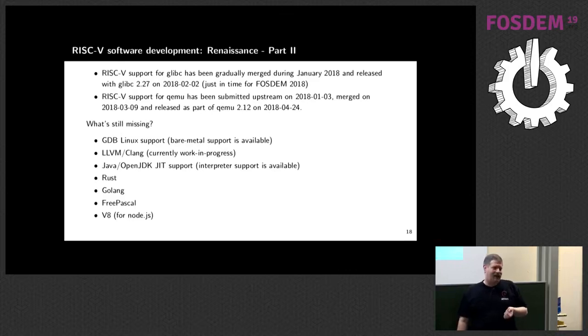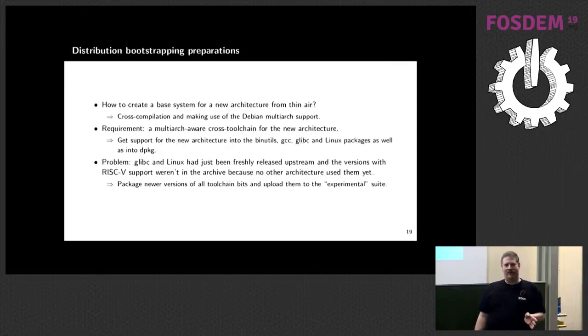And then there are, of course, other languages and other compilers. V8 is the JavaScript engine for Node.js, which is also not working yet. So now we have compilers, we have binutils, we can build code, we can build packages. But we are starting from scratch. We have nothing for the RISC-V architecture. So how do I get a distribution from thin air where I have nothing?